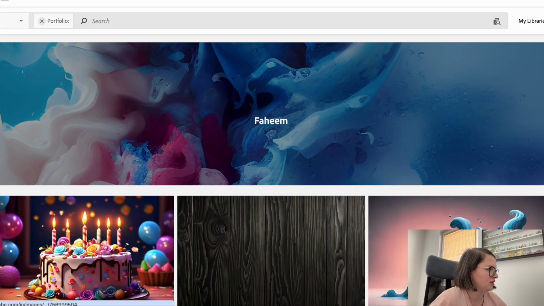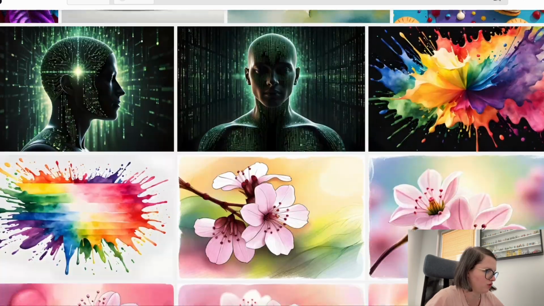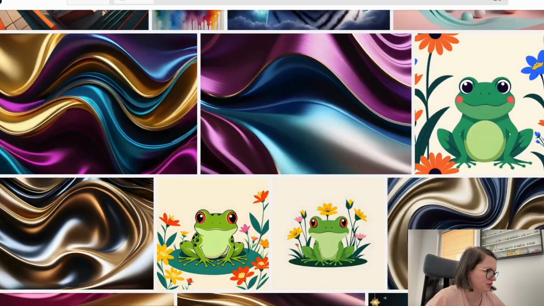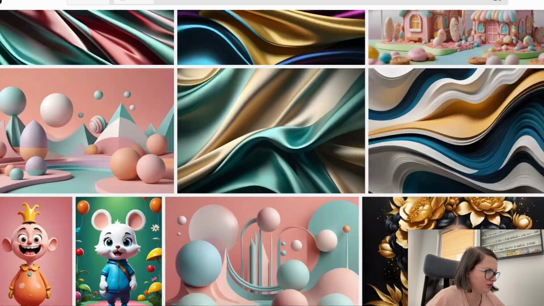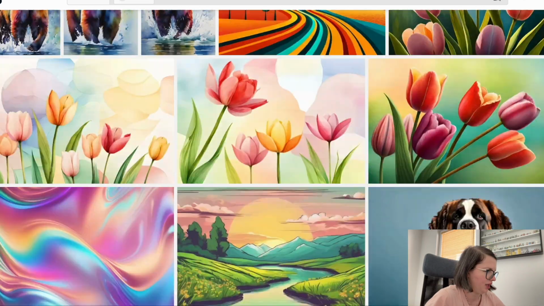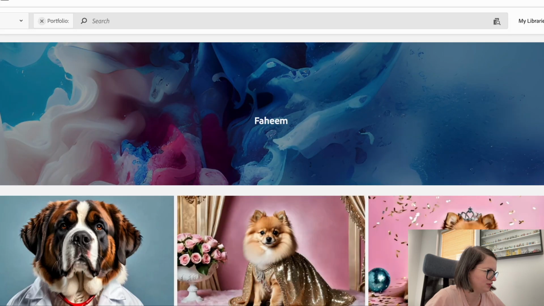So let's start now. So once again, what I'm going to do is I'm going to scroll through the couple of pages of the portfolio so that you get a feel of what's in it. And then we will talk about it.